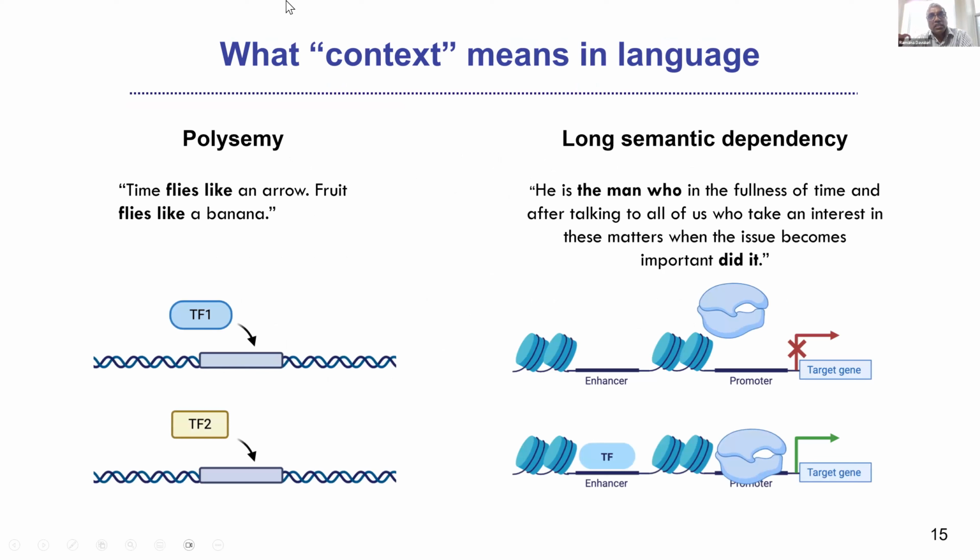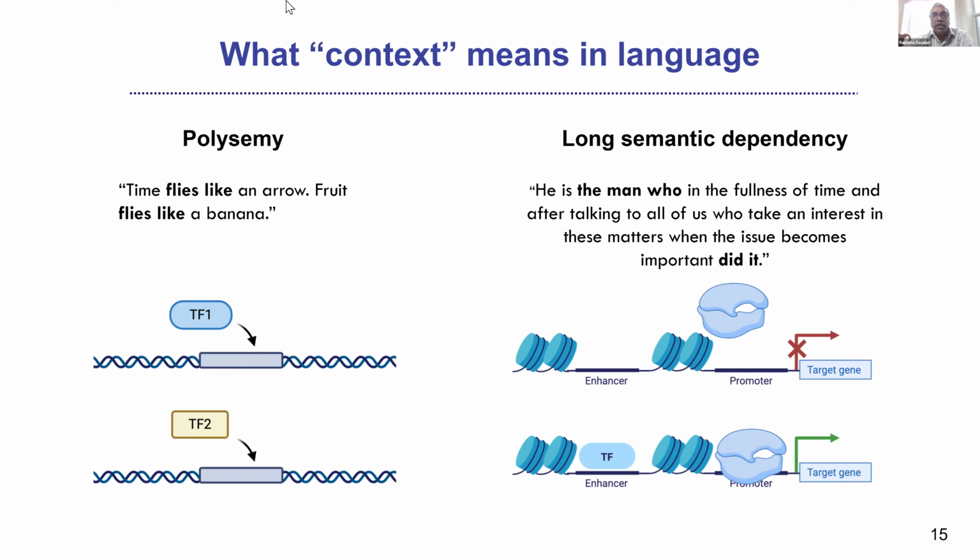So with that context, we developed DNABERT. And when we were designing it, we took advantage of the natural language NLP context. So in NLP, there are two things. One word may mean different things. For example, time flies like an arrow, fruit flies like banana. So there is the word flies here, but in the first sentence, the meaning is different from the second sentence.